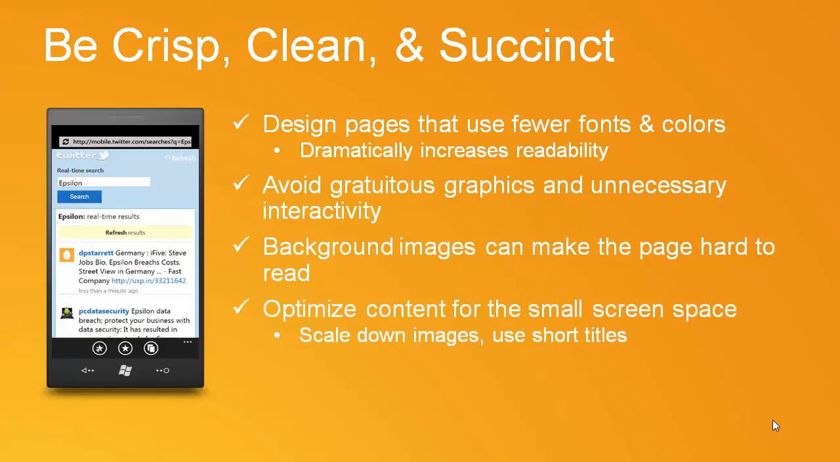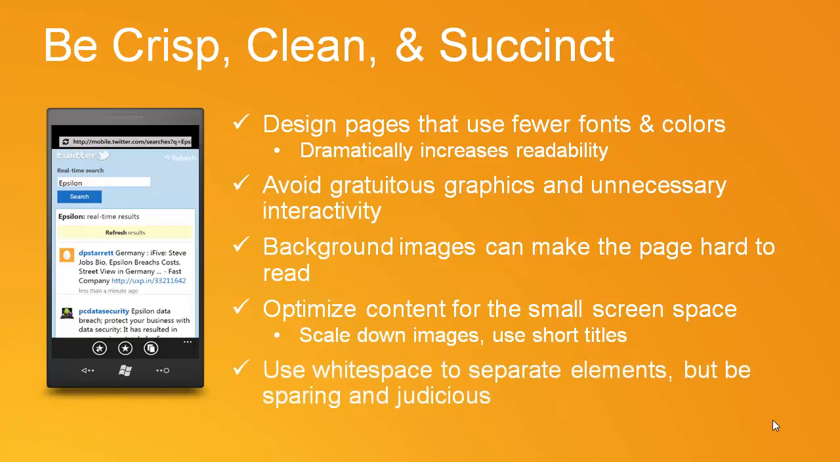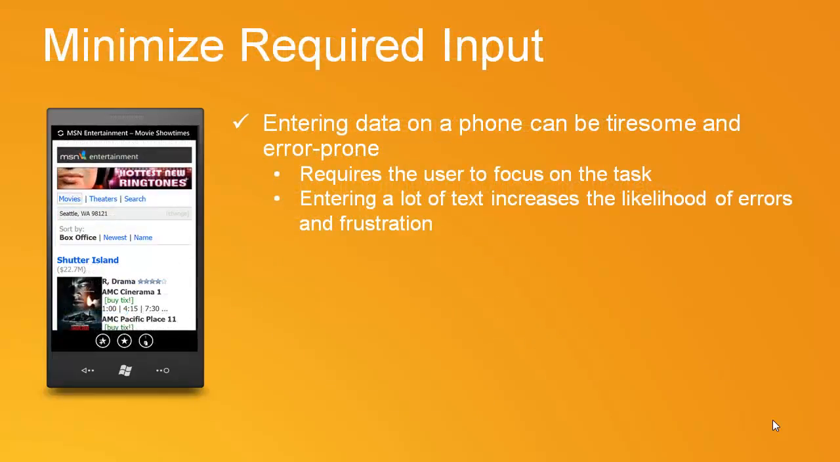Optimize content for the small screen space, so scale down images, use short titles, and that's very important to keep, and use white spaces to separate elements, but be sparing and judicious, and that's very important. Here we have an example with the Twitter app in mobile, and you can see how, thanks to the white space, you can separate elements on the screen, but you're not using grand graphics or grand interaction there just for the sake of it.